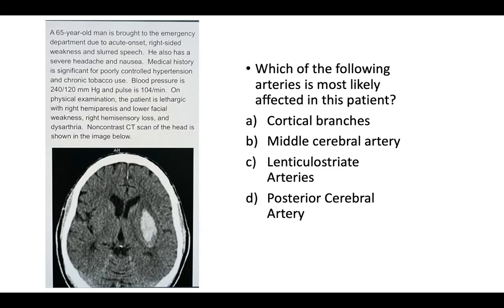So B is correct because it's the source. The middle cerebral artery gives you the lenticulostriate arteries. However, the middle cerebral artery is very, very big. And the area that we see here is not frontal, not parietal, not temporal. It's specifically basal ganglia. That's why we want you to know it's lenticulostriate, not middle cerebral in general.